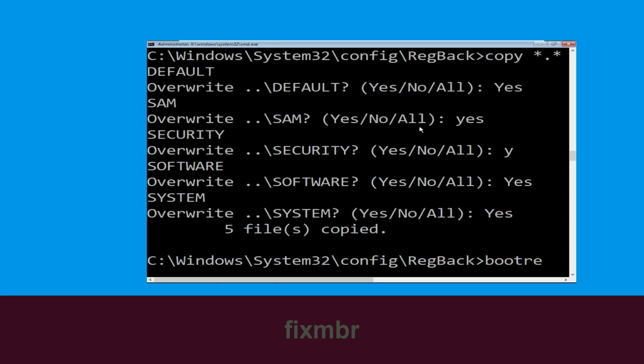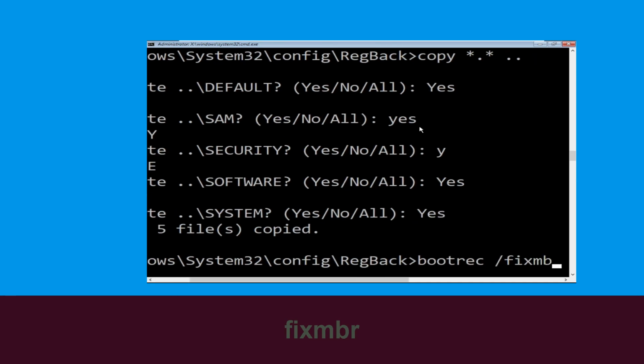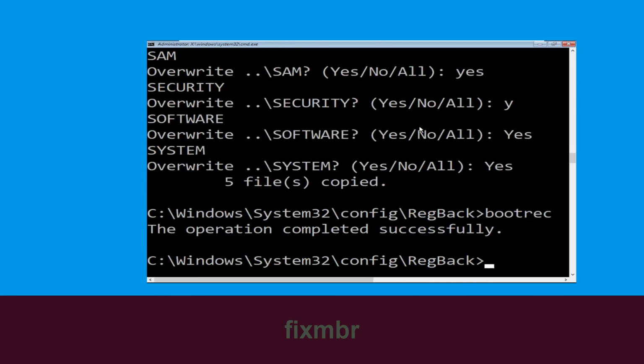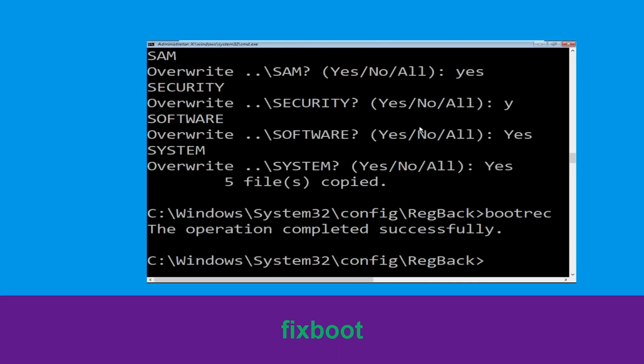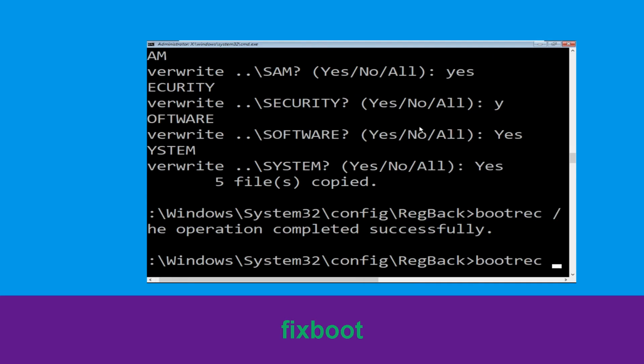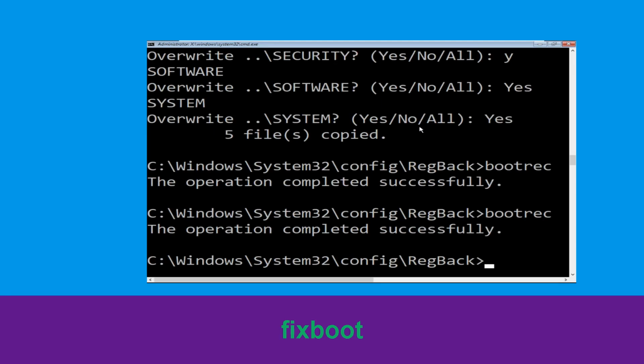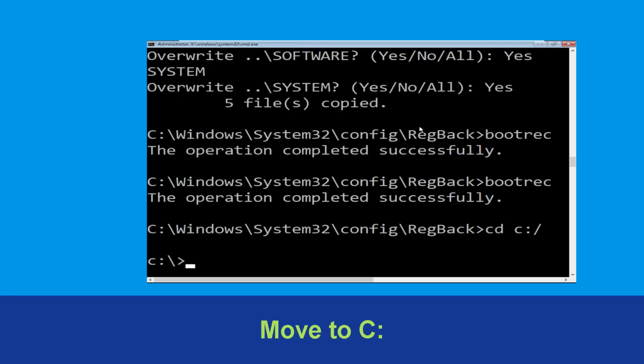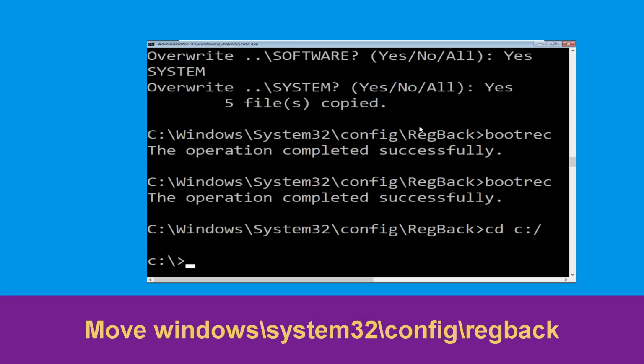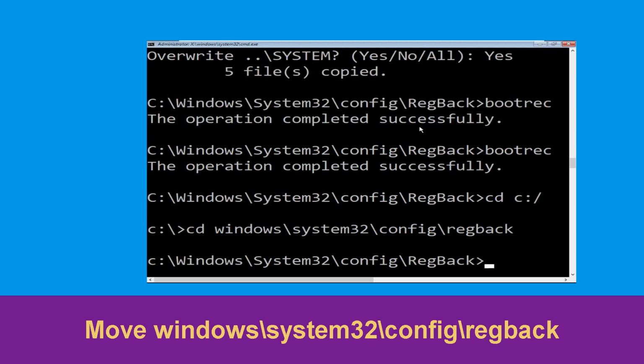Now type bootrec space /fixmbr and simply hit enter. Now type bootrec space /fixboot and hit enter to execute. Now execute this command cd space C:/. Now execute this command. Type cd space Windows/system32/config/regback. Then simply hit enter to execute this command.